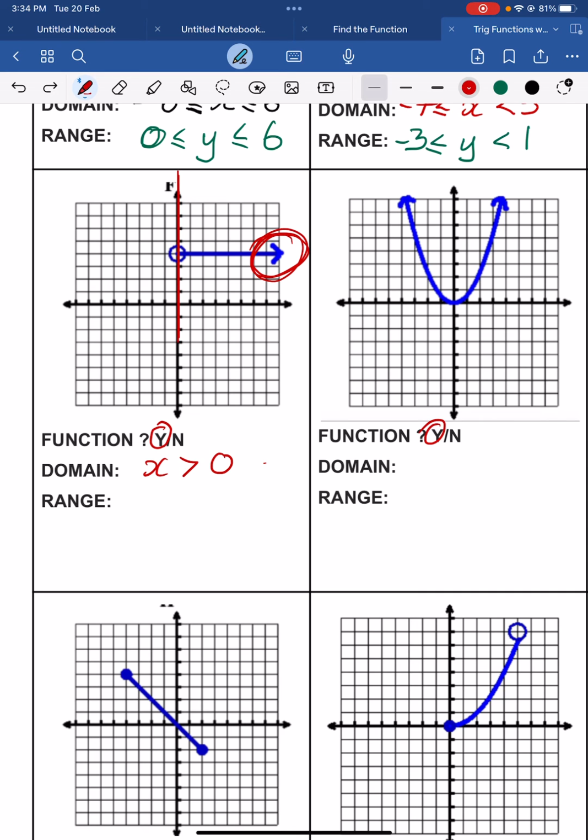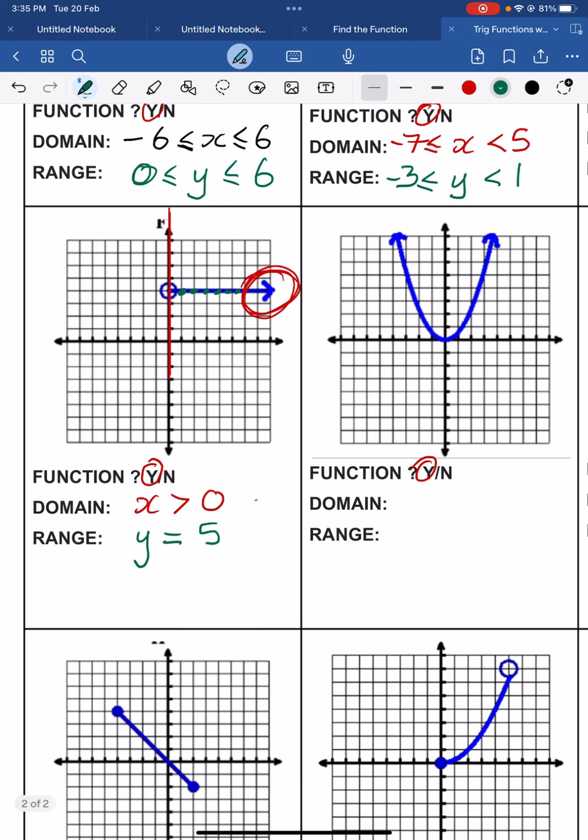Now the range is an interesting one, isn't it? Because if you think about the possible y values, all of these y values are exactly the same y value. They're all 5, right? So we actually have a weird range, y equals 5. Most of the other ranges have had inequality notation.